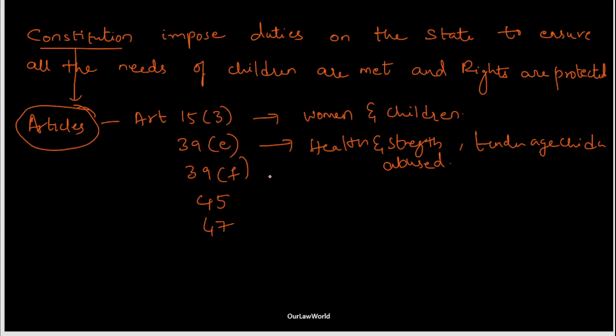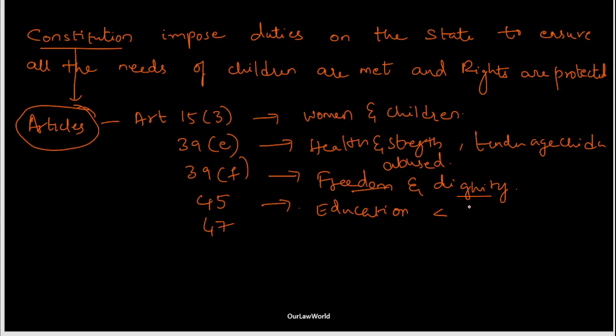So 39(f). This article is about freedom and dignity and equal opportunities to develop in a healthy manner in conditions of freedom and dignity. Article 45 is regarding childhood care, which is care and education for children below the age of 6 years. And the last article which this act states about is Article 47, where it is the duty of the state to raise the level of nutrition for the children.